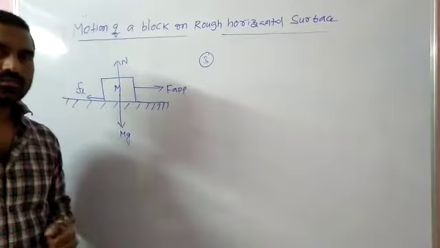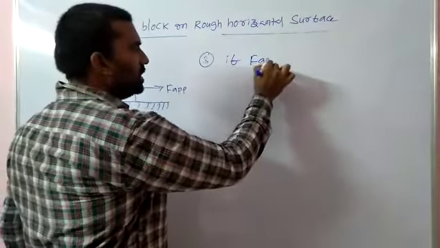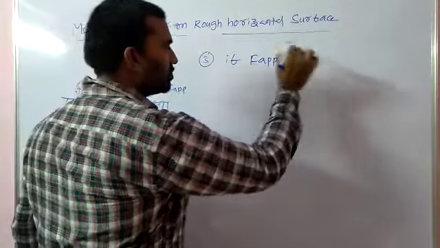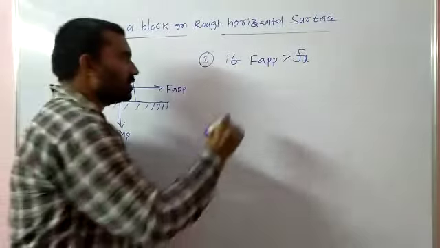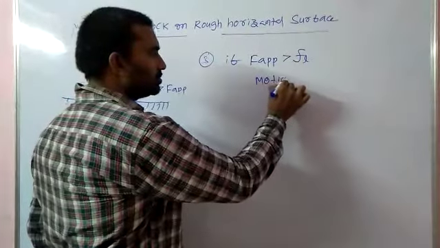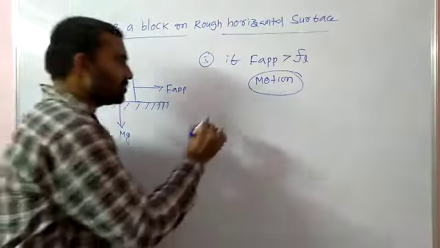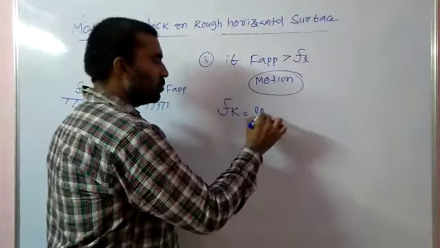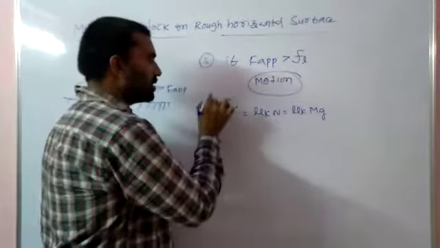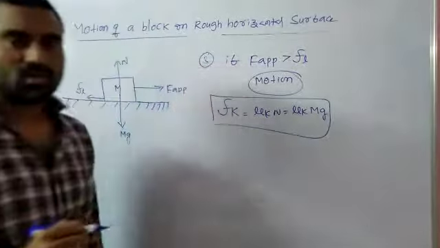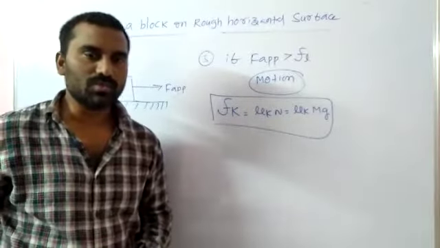Now the same concept, case 3. What is case 3? If applied force is greater than limiting friction, what happens? This block is in motion. Whenever the block is in motion, here friction is kinetic friction. The kinetic friction formula is mu k into N, and mu k into N is mu k mg. Mu k is the coefficient of kinetic friction. The kinetic friction value is mu k into normal reaction, which equals mu k mg.